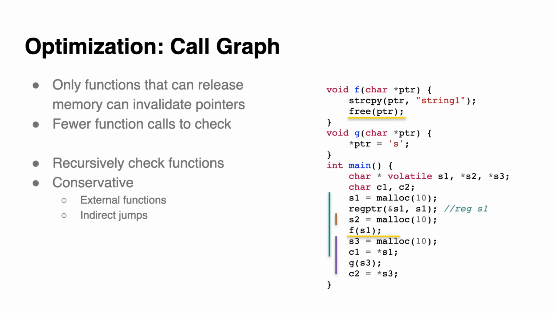Because only functions that can release memory can invalidate pointers, we have fewer function calls to check. In our algorithm, we recursively check functions for calls to free, and we conservatively assume external functions and indirect jumps would call free. In this example, we only need to check function call f and not function call g because f would end up calling free.